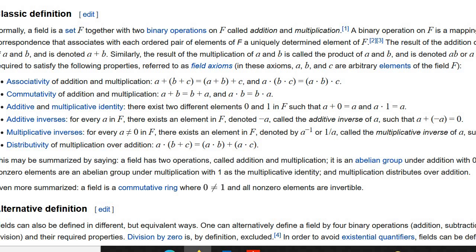And it's closed under these properties. So we would say the integers are not closed under division, because I can take two integers, divide them, and not get an integer anymore. So the integers do not represent a field. The rationals, maybe.